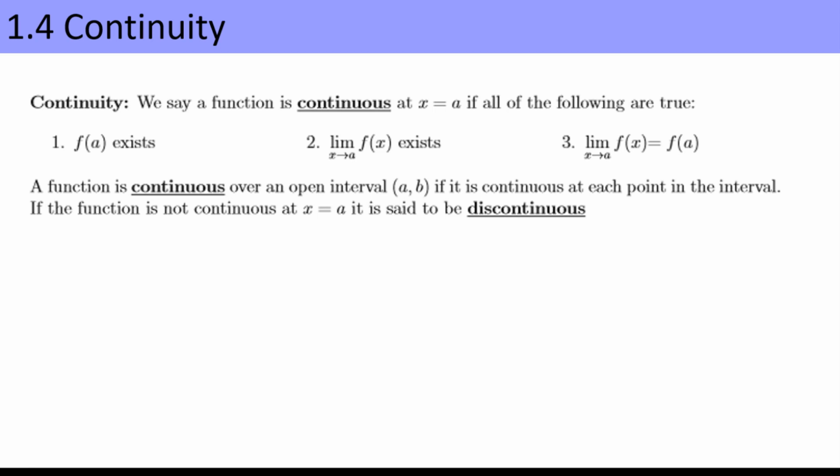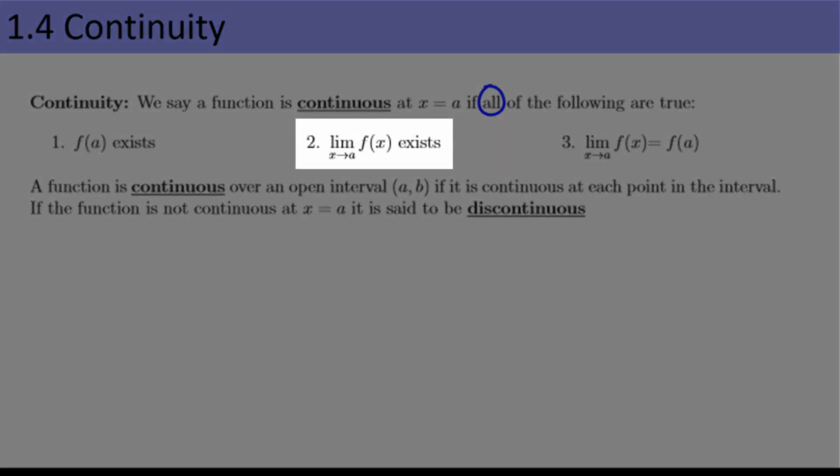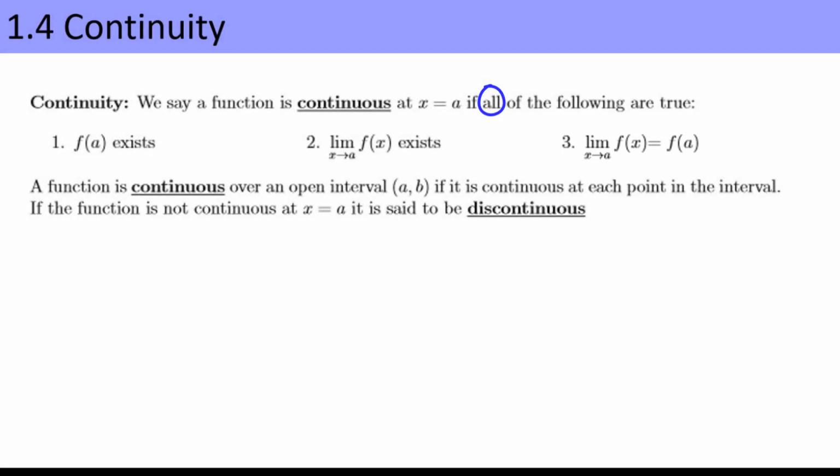Continuity. We say a function is continuous at x equals a if all of the following are true. 1. The function exists at a. 2. The limit as x approaches a of f of x exists. And 3. The limit as x approaches a of f of x equals the function evaluated at a. A function is continuous over an open interval a comma b if it is continuous at each point in that interval. If the function is not continuous at x equals a, we say that it is discontinuous.